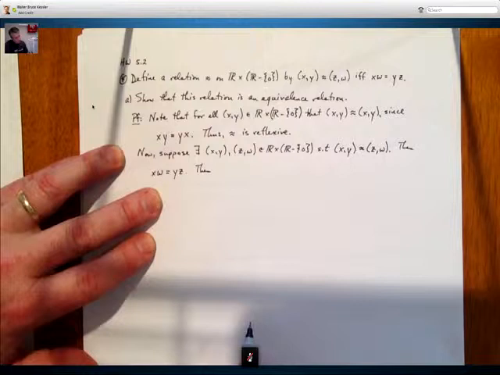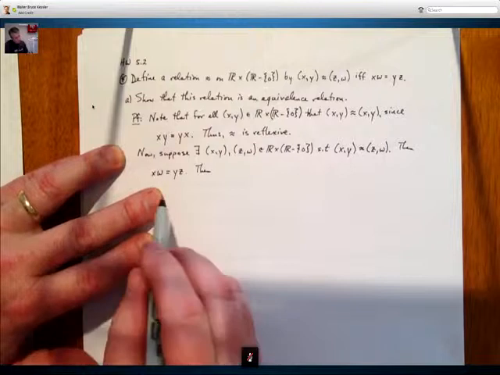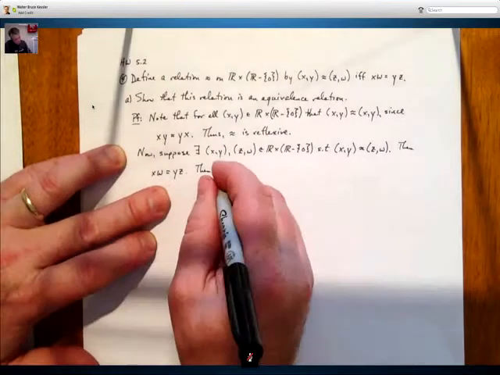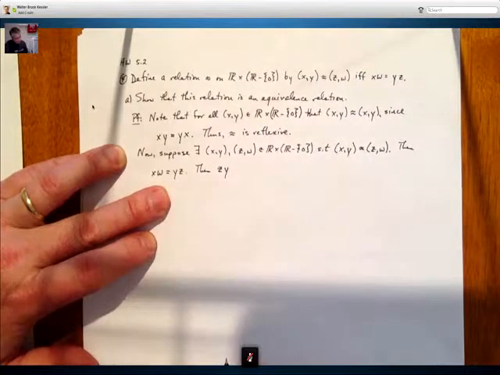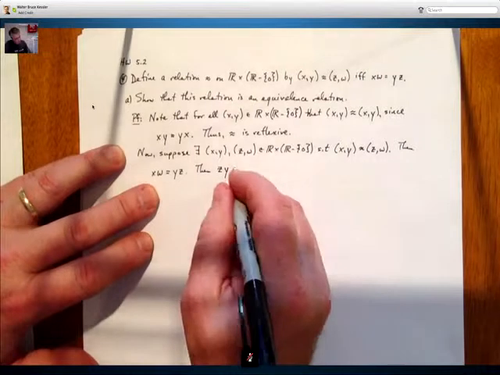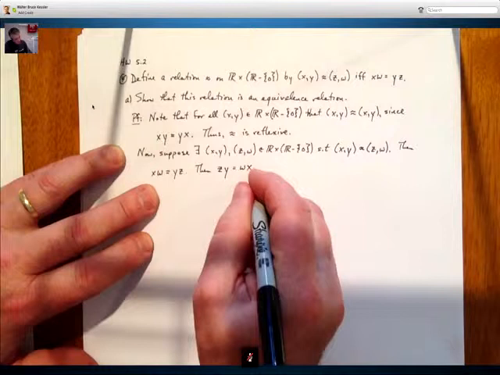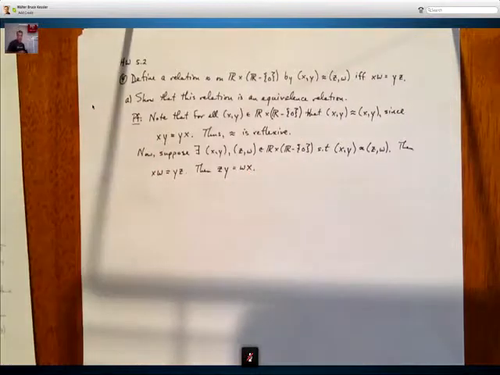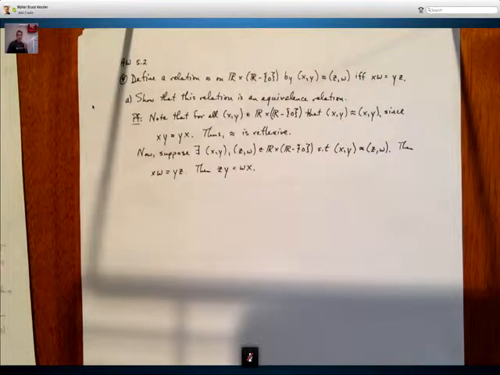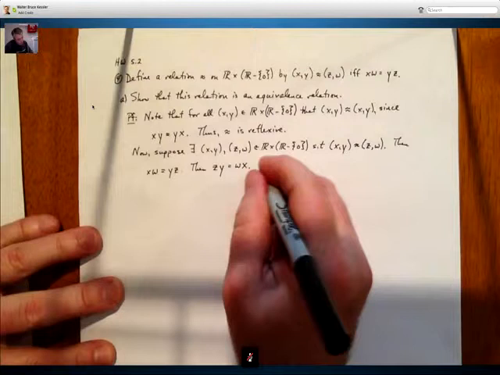Well, then that also means that zy is equal to wx. Right? I did two things there. I relied on the reflexive nature of equals and also the commutative property of multiplication. I just wrote it backwards. Okay?